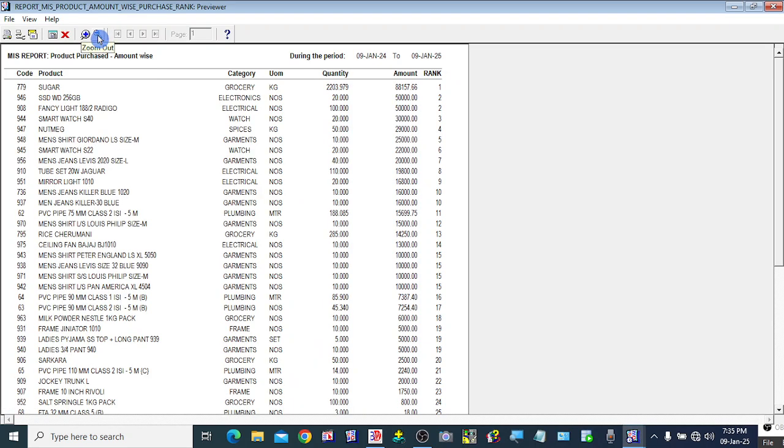This is also very useful for the management to understand what are the products I have purchased during a specific period of time. At the same time, which product I have purchased more and what is the value of that total quantity. All this information we can see in this report.